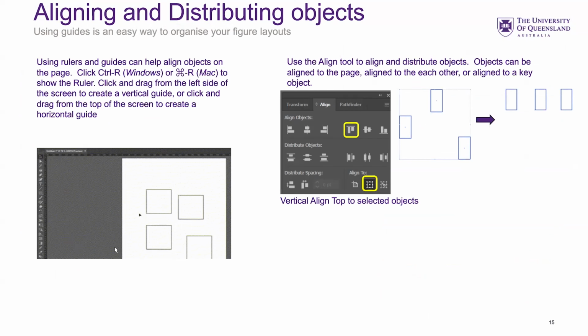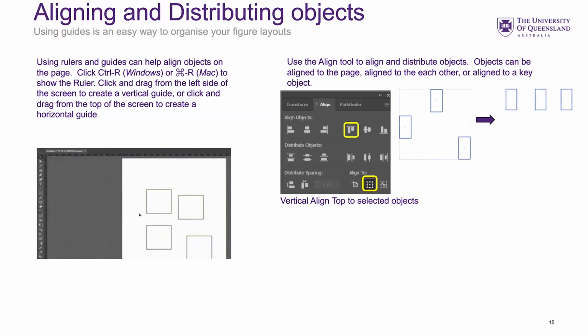A useful tool to use is the ruler and guides. If you press Control R, or Command R on a Mac, you'll get this ruler across the top and sides of your images. That's useful for seeing quickly and easily roughly what size all your figure elements are. Once you've opened the ruler, if you click and drag from the left side, you can create vertical guides. If you click and drag from the top down, you can create horizontal guides.